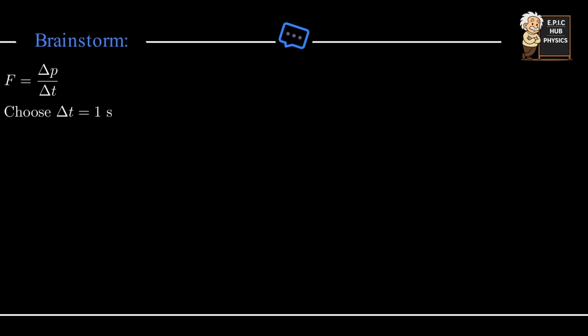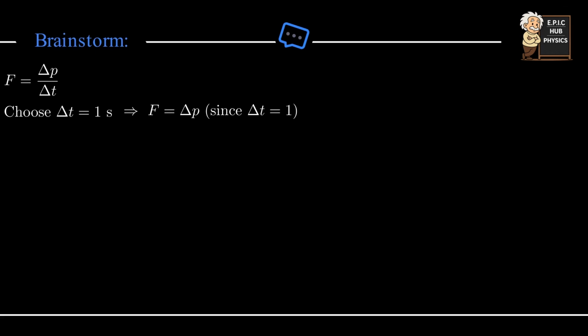Finally, we know that Newton's second law tells us that force equals the change in momentum per unit time. Let's dive into our main solution. We know that the force exerted on an object is the rate of change of momentum, given by the equation F equals delta P over delta T. For simplicity, we'll choose a time interval of delta T equals 1 second, so the force is simply equal to the change in momentum during this time. F equals delta P since delta T equals 1 second.